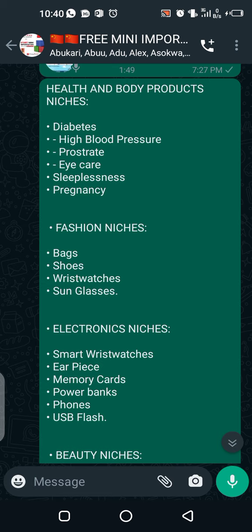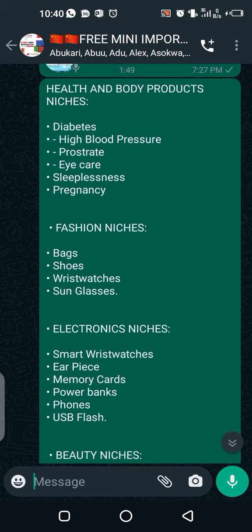You can sell it to them at this price. If yours is low, definitely they will run into you. So you just create your market first and then bring in that product. And I believe the sales will be running for you at a faster rate and you'll be appreciating the essence of this whole mini importation thing. Yeah, that's one thing I will say about it.